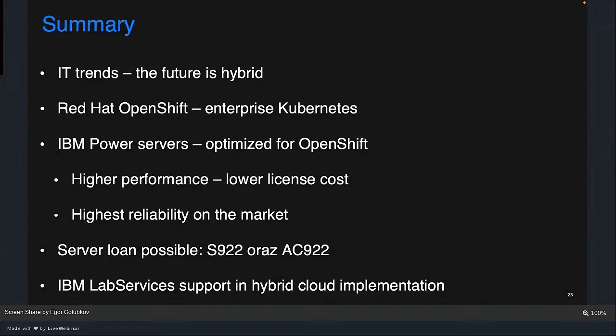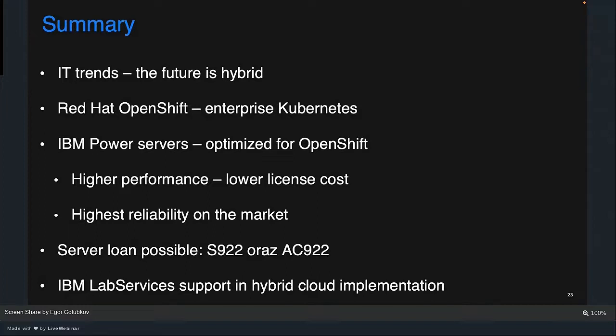Then we talked about IBM Power Servers, which are dedicated for hybrid cloud. They are optimized for OpenShift because IBM develops OpenShift with Red Hat. We said that Power Servers have higher performance, and higher performance also means lower license cost for applications such as OpenShift or, let's say, Oracle databases. It's also a use case for our servers.